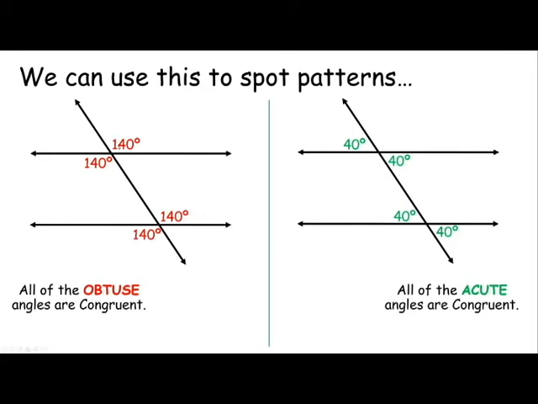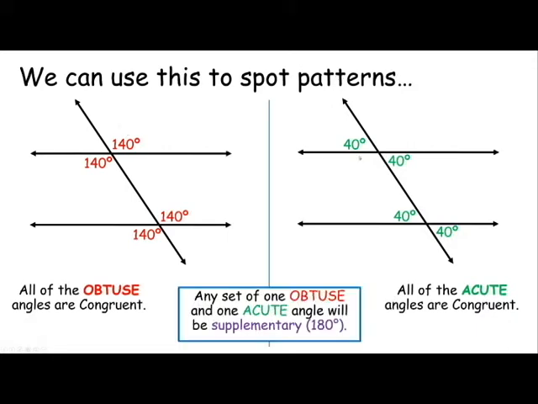If we know any of the obtuse angles, we can figure out all the others because we know they're all going to have the same measure. And if I know any one of these obtuse angles, I know that any of the acute angles would be supplementary to it. You see those relationships? Very, very important that we recognize those. All the obtuse are going to be the same, all the acute are going to be the same, and any of the obtuse matched with any of the acute is going to have to add up to be 180 degrees.